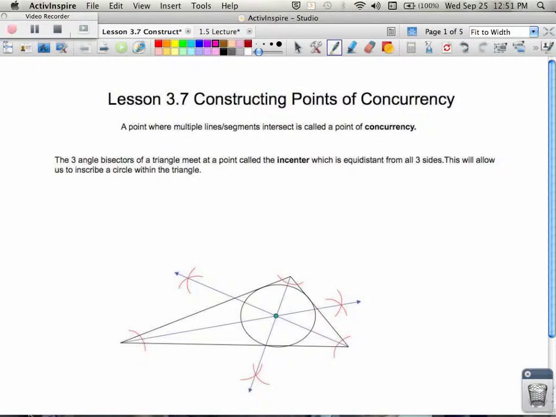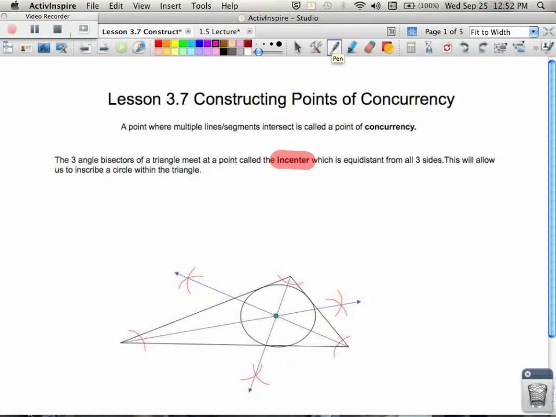In section 3.7, we're going to talk about points of concurrency. A point where multiple lines and segments are intersecting is called a point of concurrency. And we're going to do a bunch of different ones. The first one that we're going to talk about is one called the incenter.